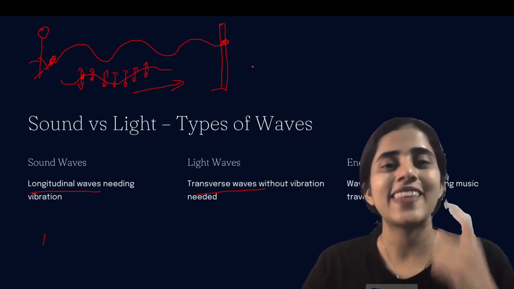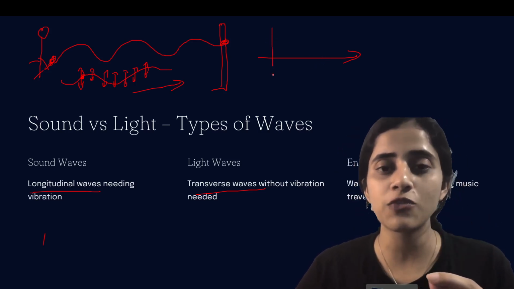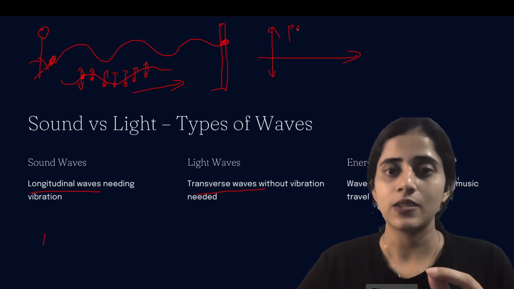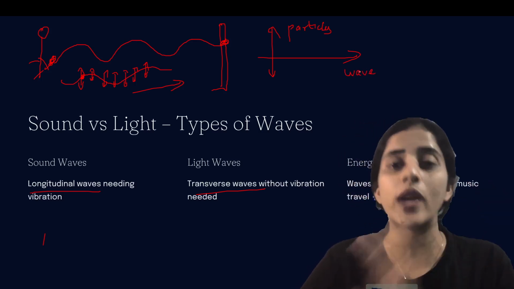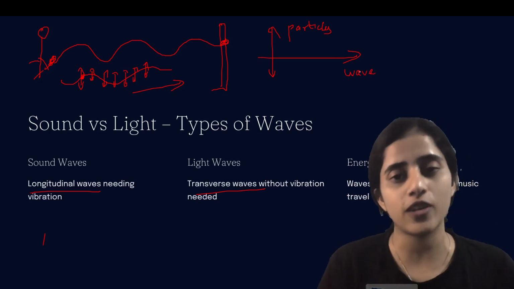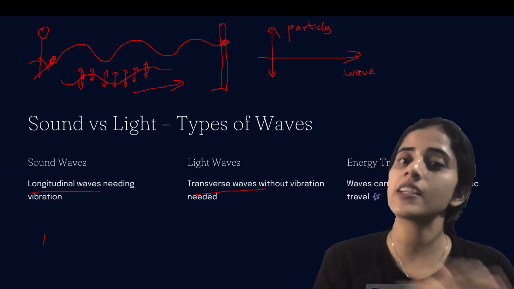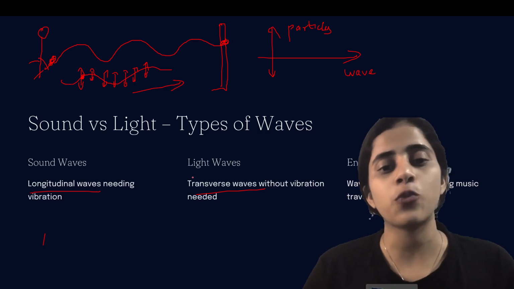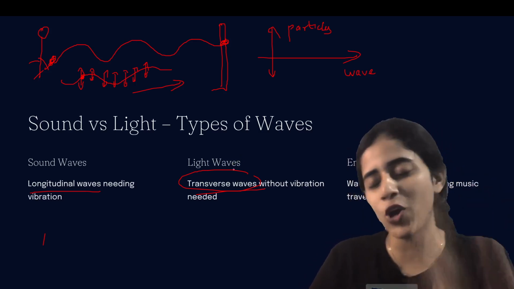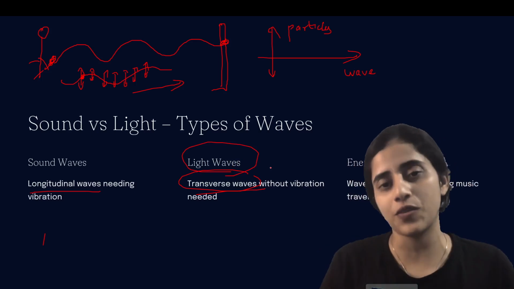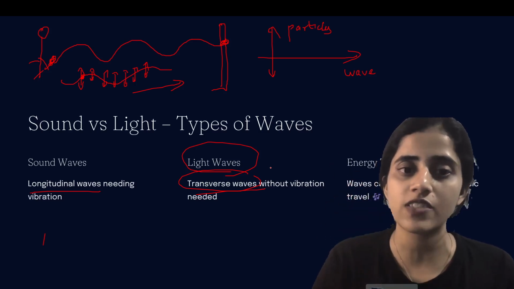So every particle on the wave is moving up and down, but the whole wave is moving forward. That means the direction of propagation of the wave and the direction of propagation of the particles are perpendicular. Which means if one is up and down, the other is left and right. Such kinds of waves are called transverse waves, and the most common example is light waves. Light waves are transverse waves, and I explained what transverse waves are.